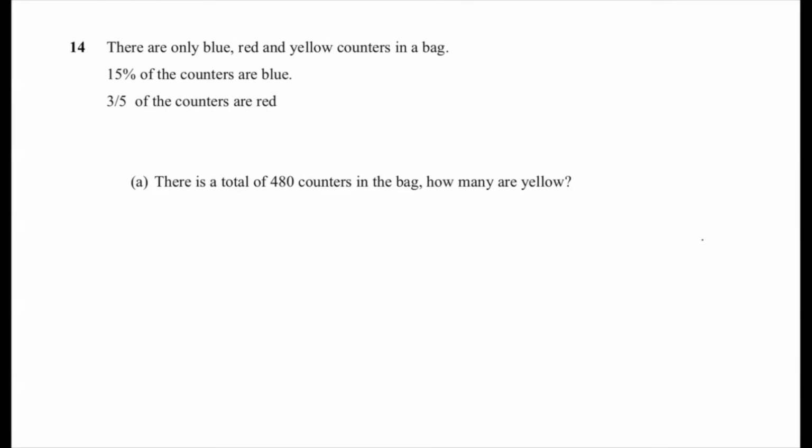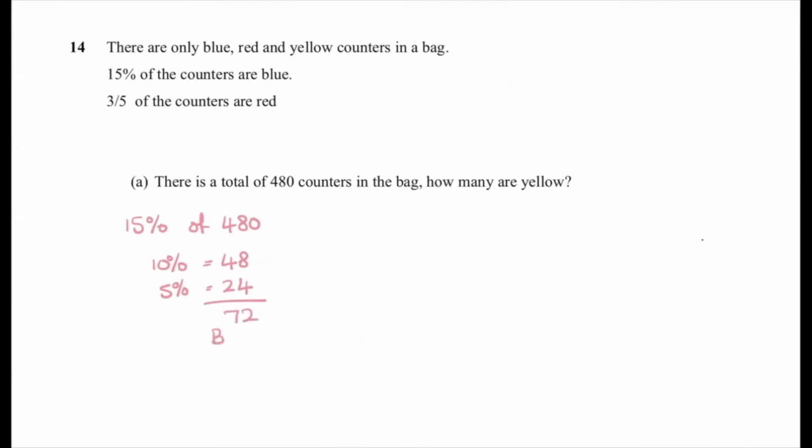So we're being told there are only blue, red, and yellow counters in a bag. 15% of the counters are blue and 3/5 are red. There is a total of 480 in the bag, and we need to work out how many are yellow. So if we've got a total of 480, the first thing we want to do is find 15%. Okay, so we're going to find 10% by dividing by 10, which is 48. 5% we find by halving our 10%, and our 15% comes from adding those together.